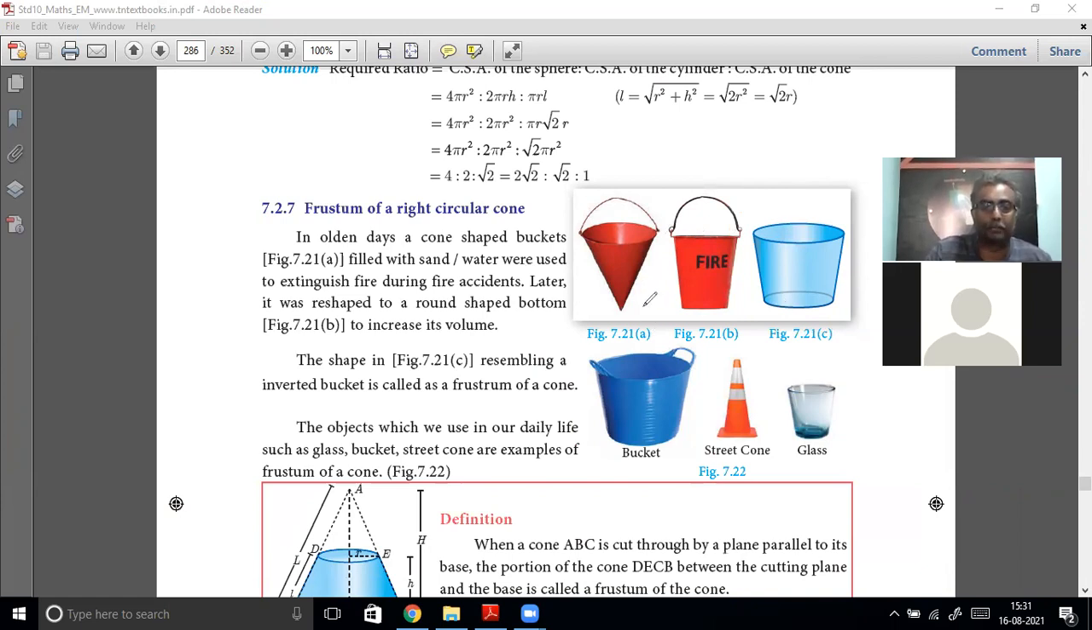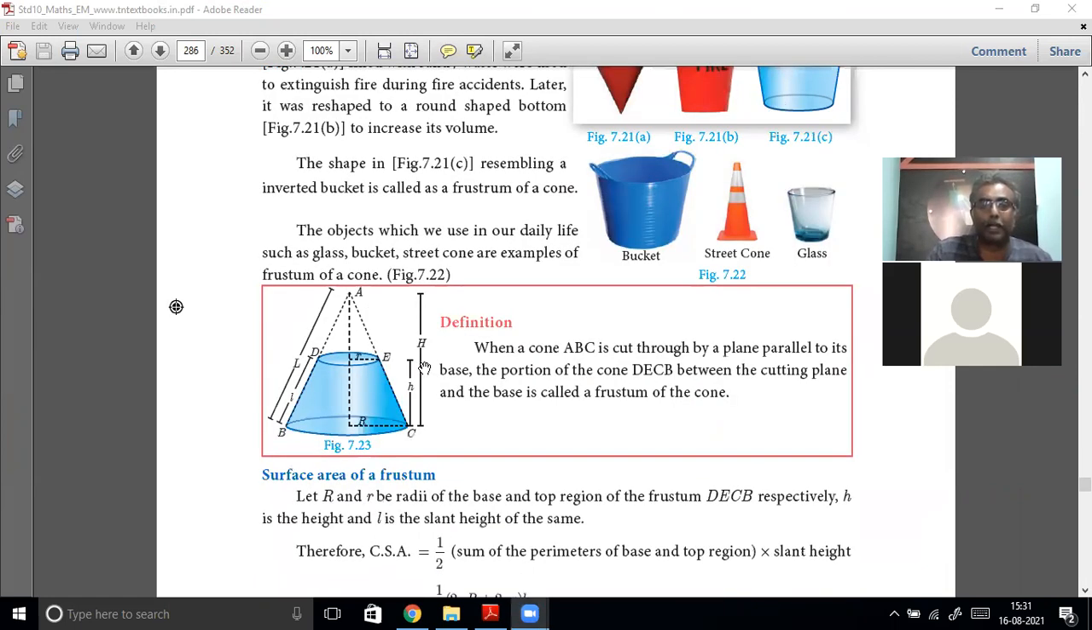How do you get a frustum? A frustum is got by cutting a cone. Not by cutting a cone's bottom, but by cutting somewhere. It depends on what you mean by bottom. Either you cut the cone's top or the cone's bottom, whatever. When you cut it, you will get two circles.